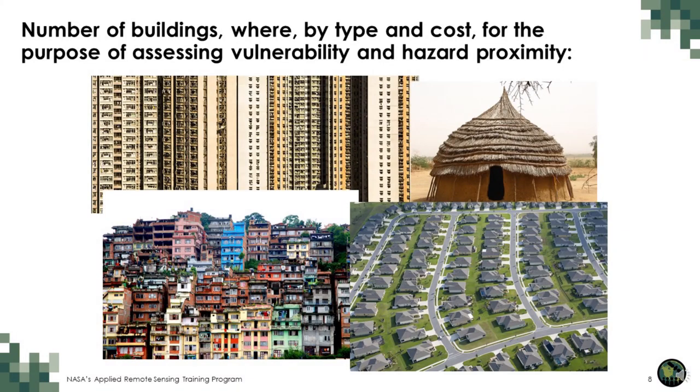So very specifically, what's in these building exposure databases is the number of buildings, where, by type, and cost for the purposes of estimating vulnerability and hazard proximity. So here we have four very different types of buildings that you would expect to find in four very different locations that are more or less resilient to various hazards that might be in their environment. So what we're trying to figure out is, given all these four types of buildings, which ones are most vulnerable to wind, earthquake, flooding, and then under those conditions, what you can expect to have happen regionally to get a dollar value for, say, disaster response, mitigation, a real-time action, and so on.